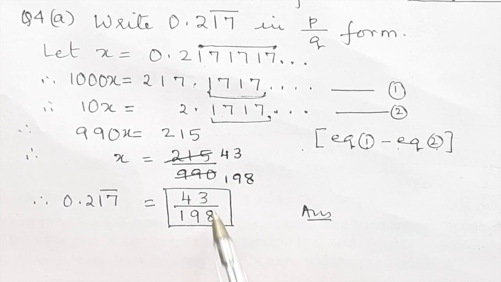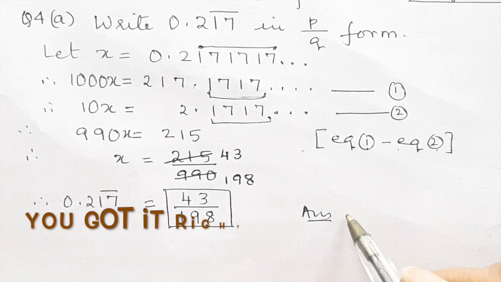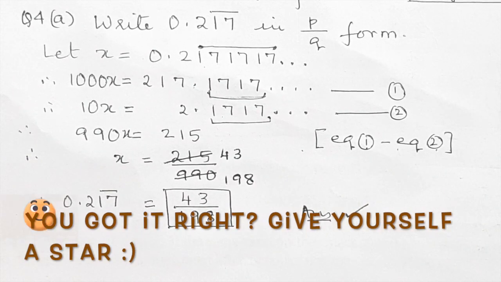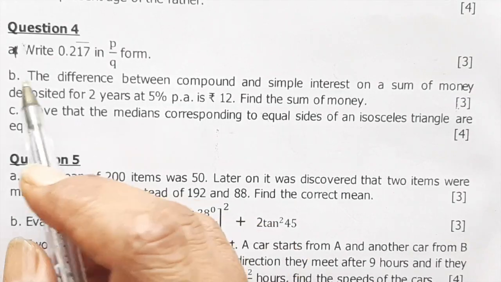Now 43 is a prime number. There is only 1 as a common factor. So 0.217 with 17 recurring is 43 upon 198, and we have expressed it as P upon Q, and that is our answer. Question number 4b.